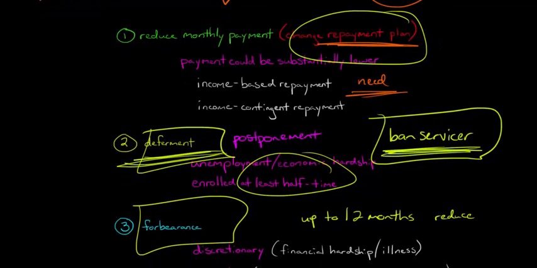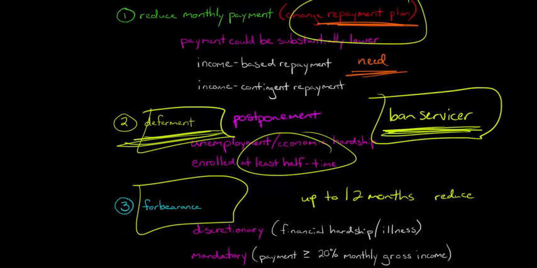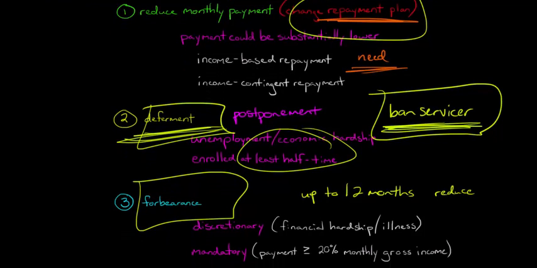And to get a forbearance, as with the deferment, there are a number of different ways to qualify for a forbearance, and I actually have a video on how to qualify for a forbearance, and then I also have a video on deferments. So if you want to see the complete list of all the qualifications, I refer you to those videos. But I just want to give you an idea of some of the different types of forbearances.